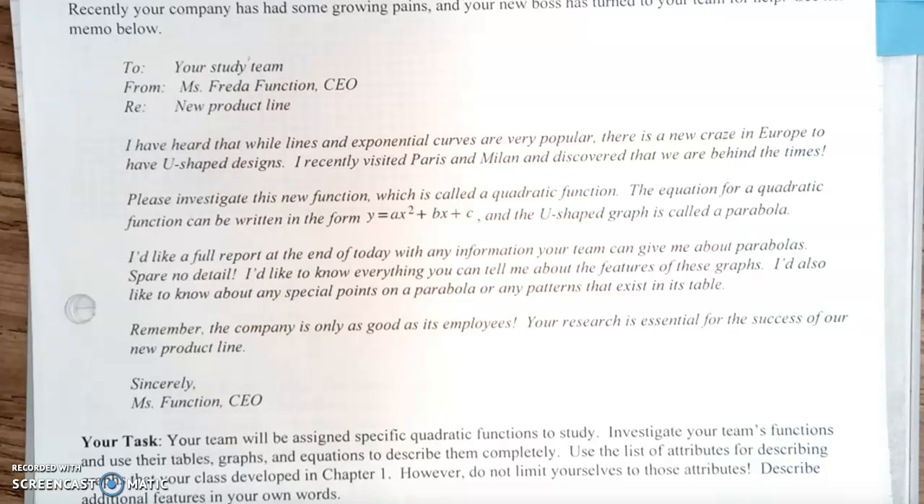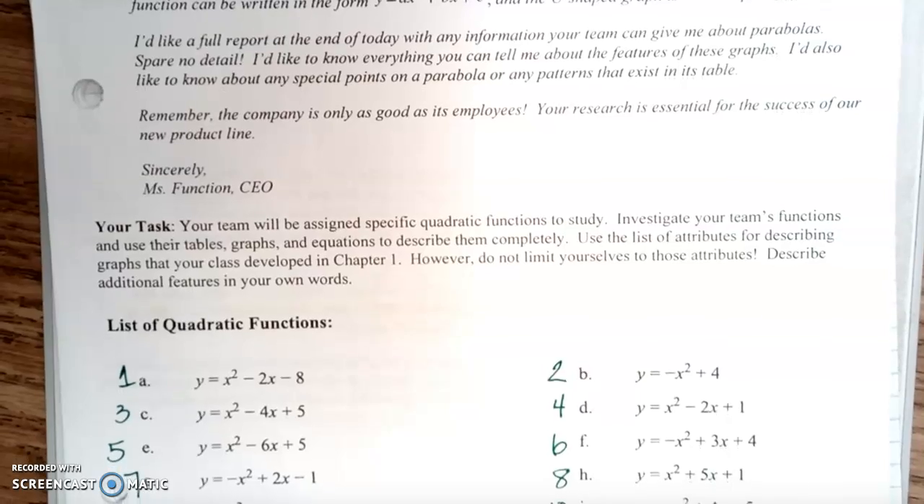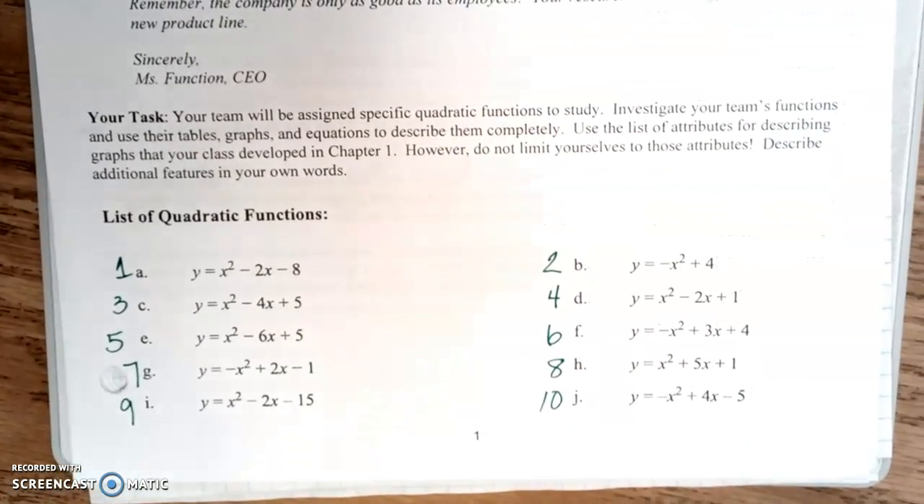Remember, the company is only as good as its employees. Your research is essential for the success of our new product line. Sincerely, Miss Function. So your task, your team will be assigned a specific quadratic function to study. Investigate your team's functions and use their tables, graphs, and equations to describe them completely. Use the list of attributes for describing graphs that your class developed in Chapter 1. However, do not limit yourselves to these attributes. Describe additional features in your own words.